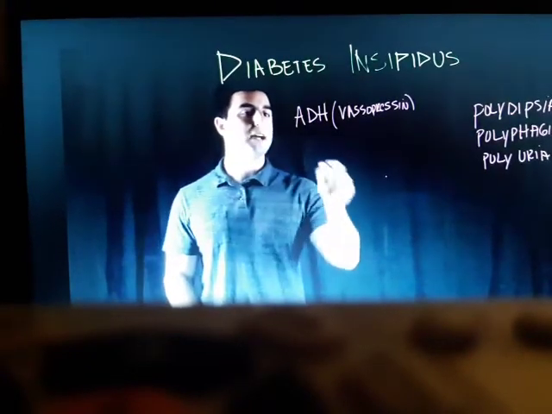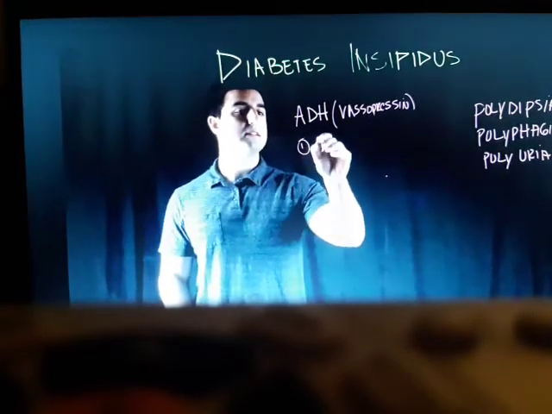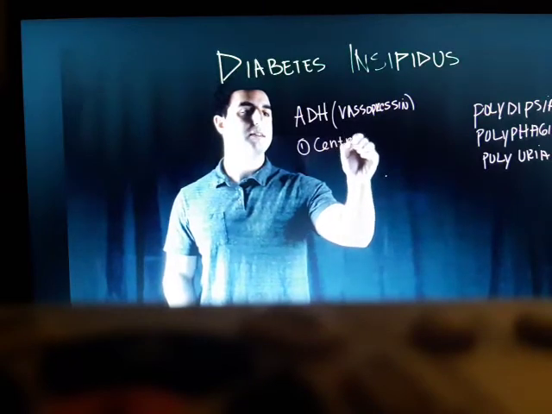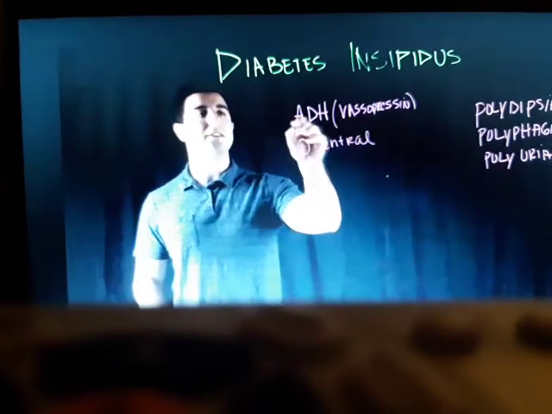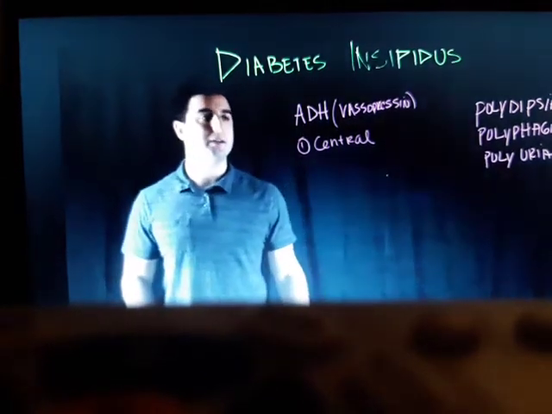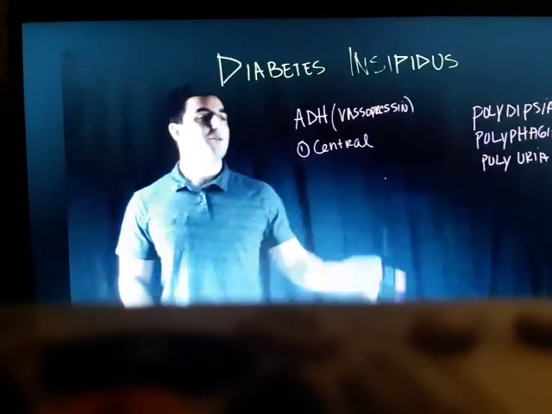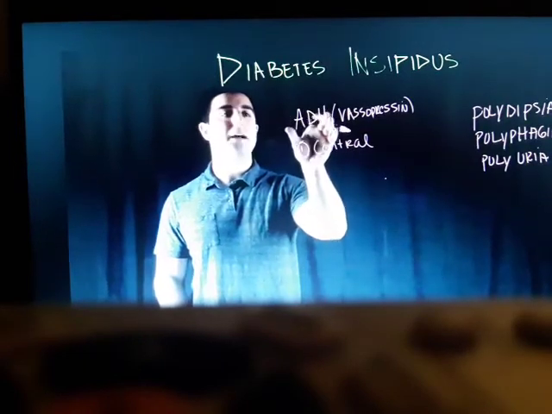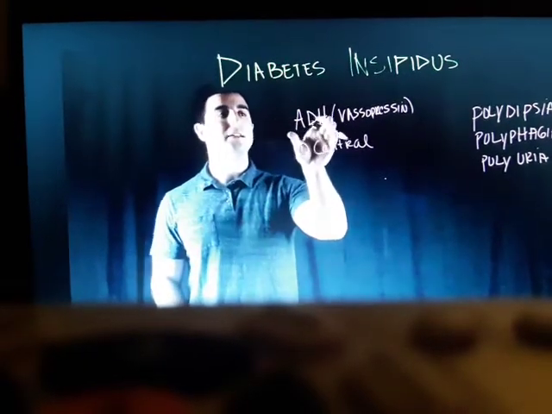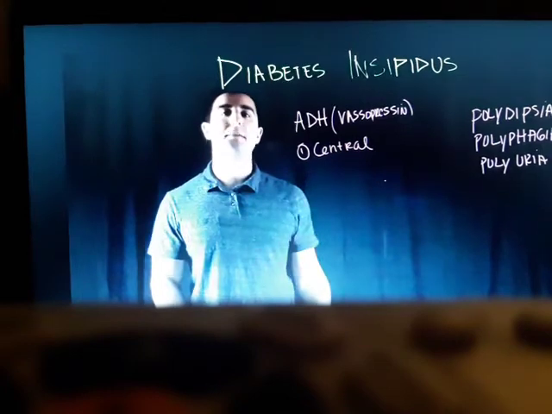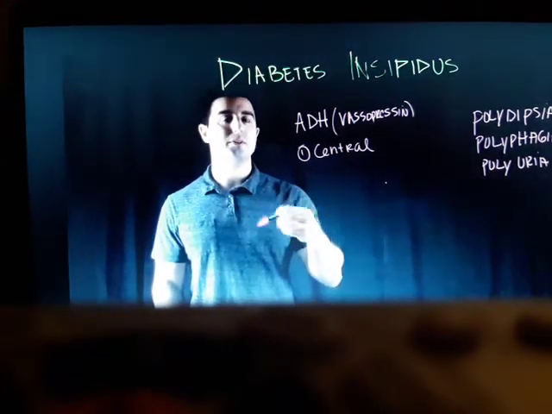There are 4 different types. Number 1 is central diabetes insipidus. This is where there is a lack of antidiuretic hormone present, due to some kind of congenital abnormality where the ADH is not produced in the hypothalamus, and so you have no antidiuretic hormone, and you lose the ability to retain water.